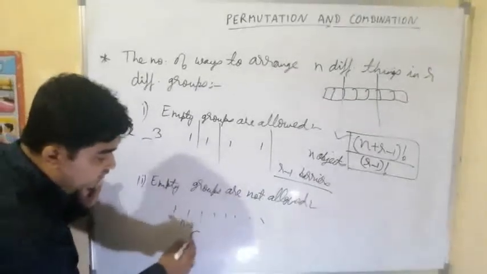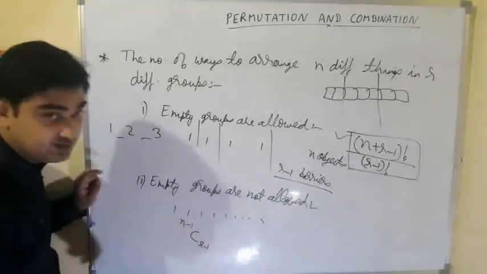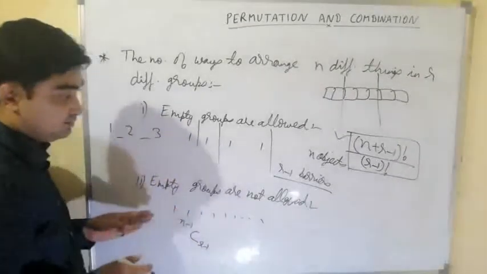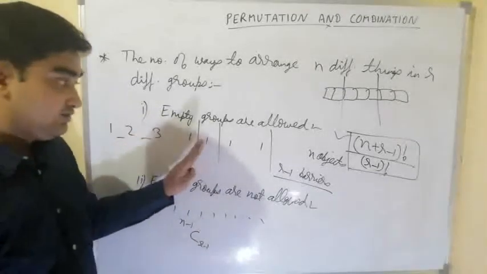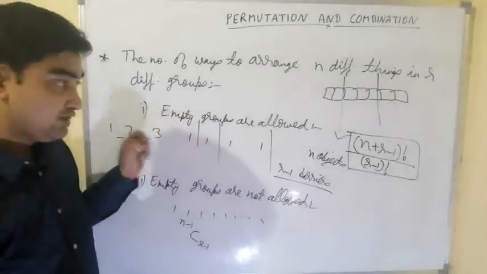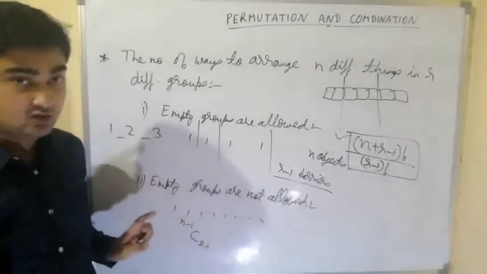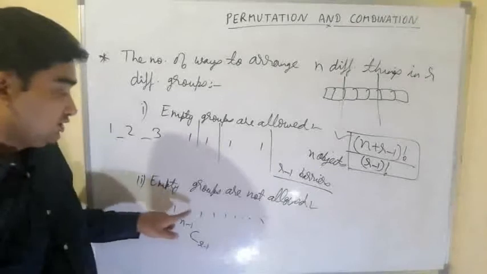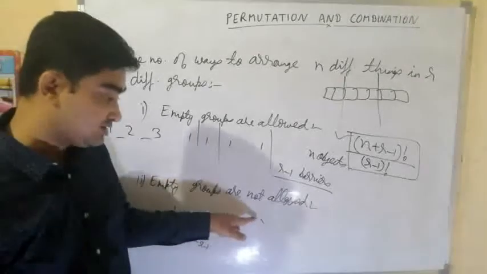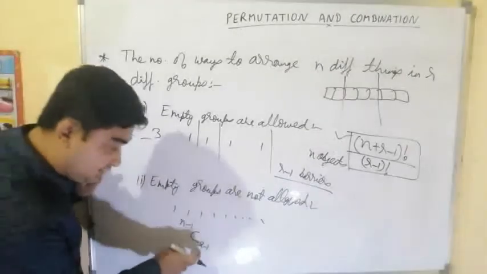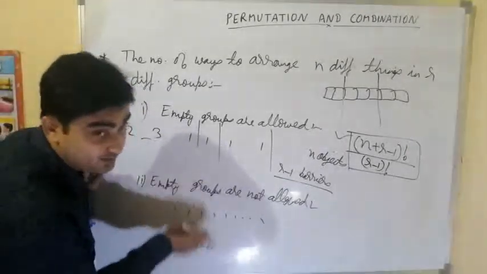Out of these n minus 1, select r minus 1, because you have to put r minus 1 barriers. Here we are putting anywhere. Where empty groups are allowed, we can put anywhere and we can arrange. But here we cannot put anywhere because empty groups now are not allowed. Then what we will do, out of available n minus 1 places, we will select r minus 1. And in these r minus 1 places, we will put the barriers.